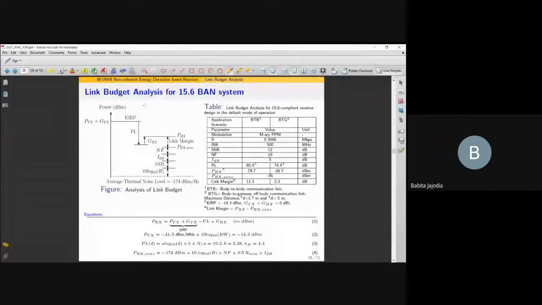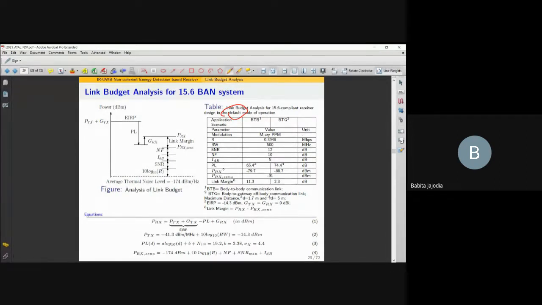Okay, so as I mentioned, link budget analysis, yeah, this is very much important. Whenever in the future anyone is designing any transceiver, please go through the standard as well as look closely into the budget analysis, right? So the budget analysis, we tried to do for the default mode. Generally there are two modes, right? One is the default mode and one is the high quality of service mode, right?